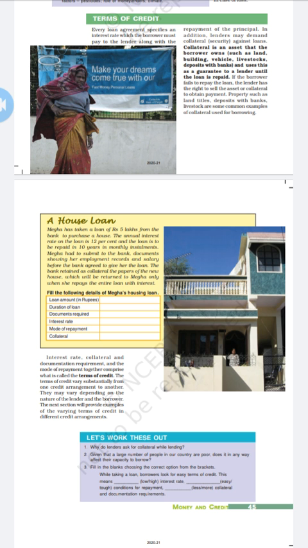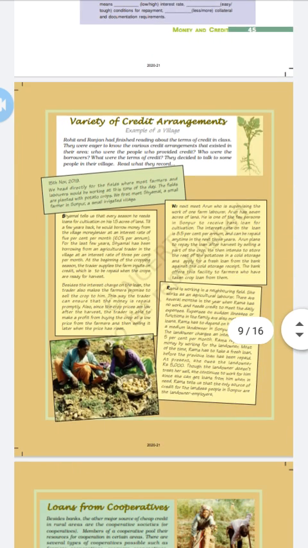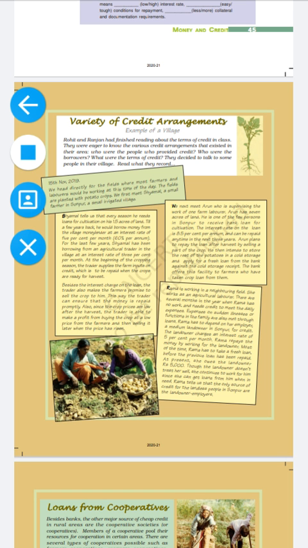Today we discussed the terms of credit. You can refer to the NCERT textbook. Tomorrow we will discuss some examples. Here some examples are given about the variety of credit arrangements, some village examples. We will discuss these 4 to 5 examples. For reference you can refer to the NCERT textbook. Thank you.